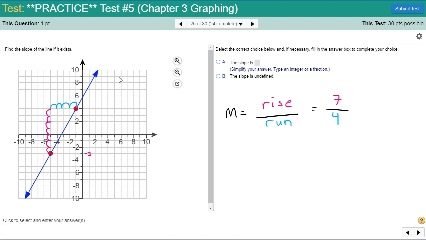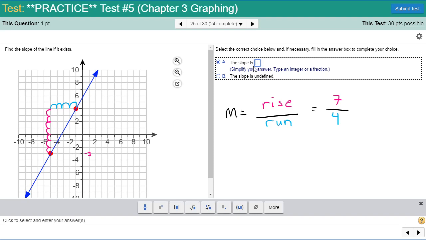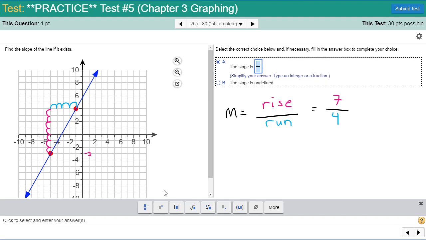Because we were given the actual graph of this line, you may find it much easier to simply count how many units you are going up or down and how many units you are running on the x-axis. So for this one, we're going to say the slope is 7 over 4. And because it's a fraction, you may want to click the fraction button here at the bottom, and that gives us a blank fraction. So we'll say 7 over 4. Perfectly valid way of doing this question.